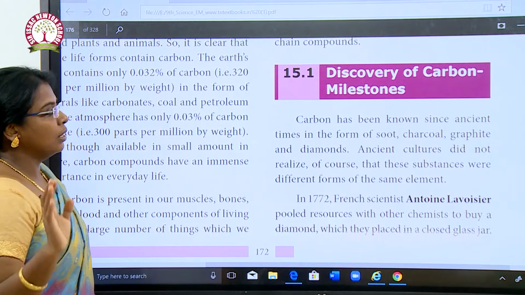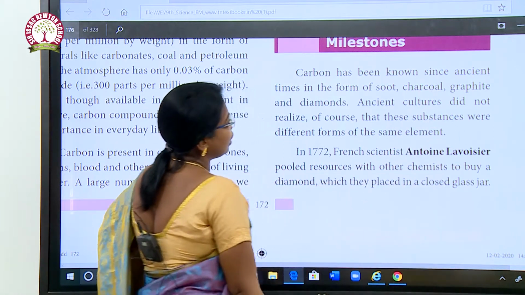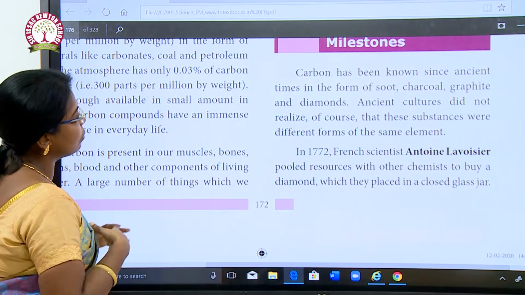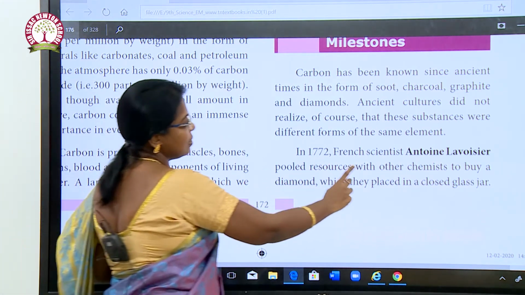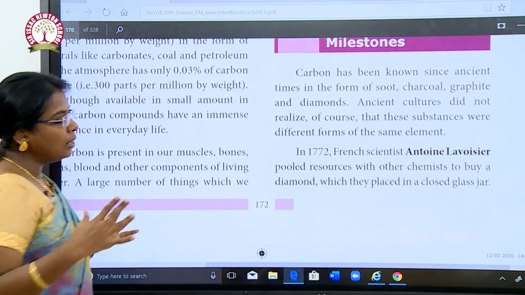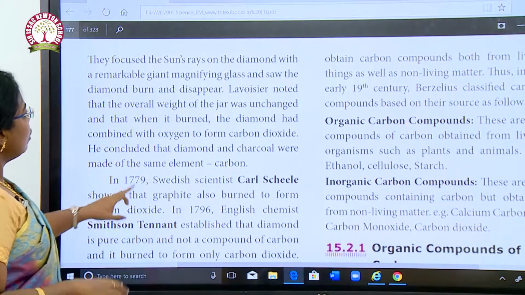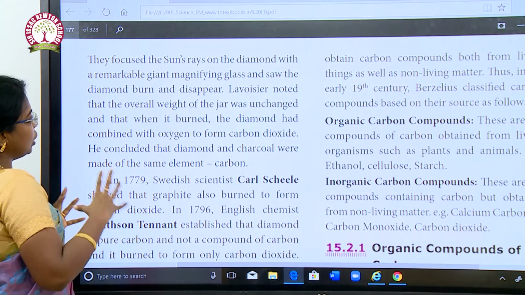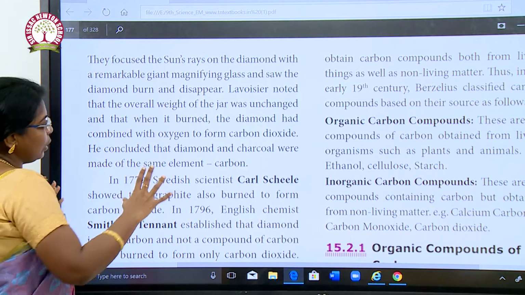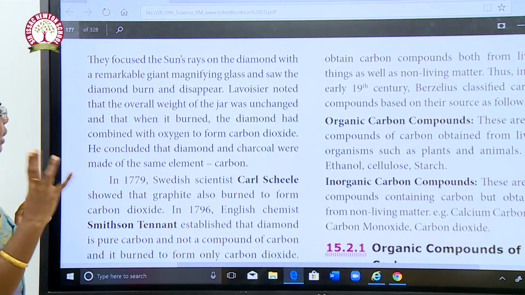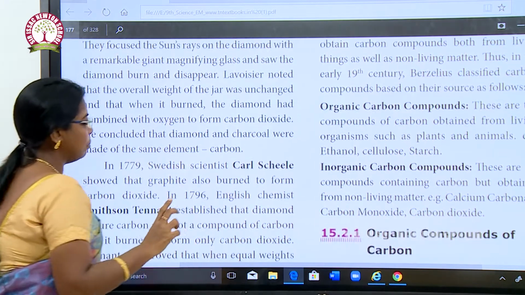Discovery of carbon, milestones. Carbon has been known since ancient times in the form of soot, charcoal, graphite, and diamonds. Ancient cultures did not realize that these substances were different forms of the same element. In 1772, a French scientist, Antoine Lavoisier, pooled resources with other chemists to buy a diamond, which they placed in a closed glass jar. They focused the sun's rays on the diamond with a remarkable giant magnifying glass and saw the diamond burn and disappear. Lavoisier noted that the overall weight of the charge was unchanged and that when it burned, the diamond had combined with oxygen to form carbon dioxide. He concluded that diamond and charcoal were made up of the same element, carbon.